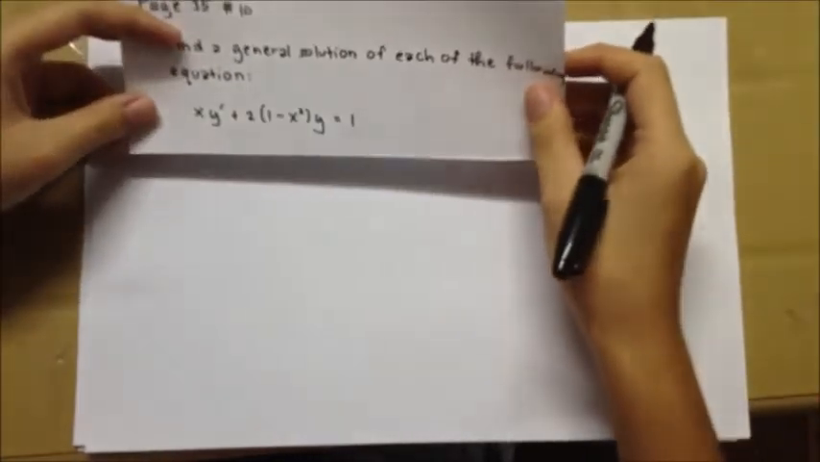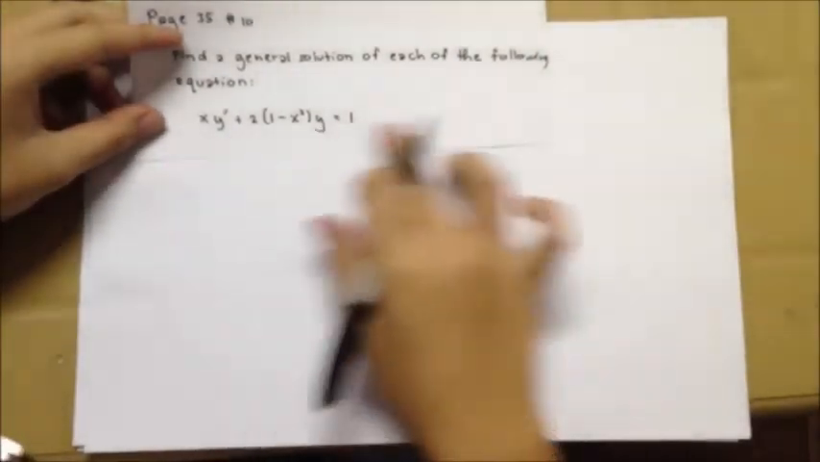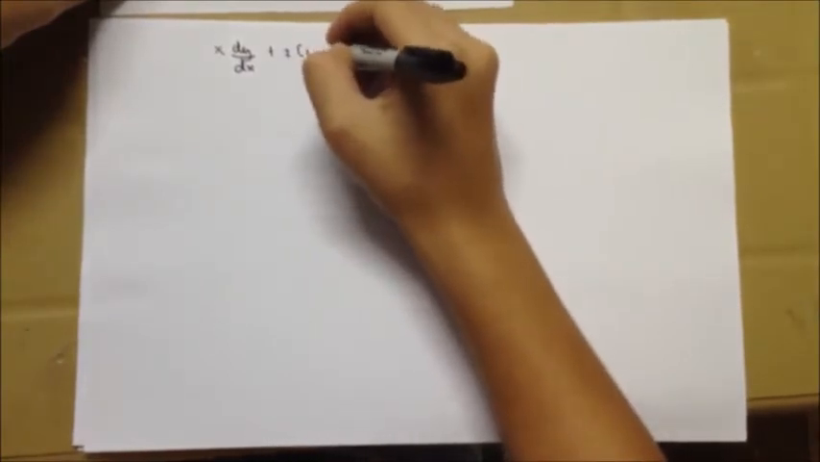So the third problem is about evaluation. Here we must find the general solution for this one. So we are going to find the general solution of x dy over dx plus 2 times 1 minus x squared times y equal to 1.